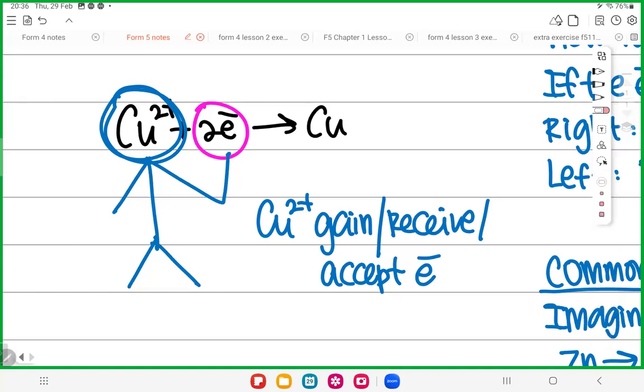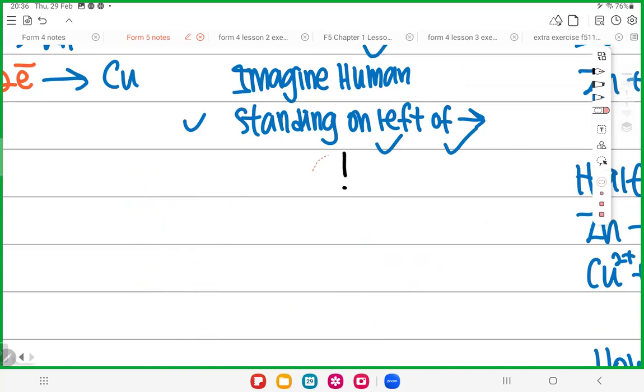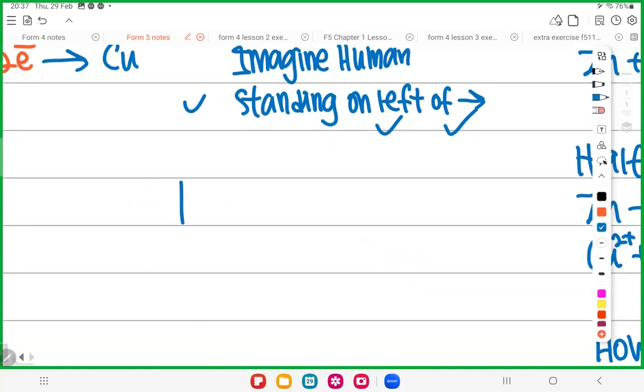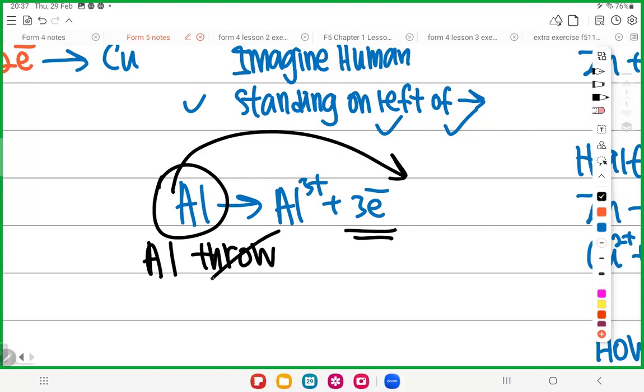So when you know this thing, now when I give you half equation, you know already whether you donate or receive electron. Example, Al become Al3 plus 3e. Now you know already. Aluminium throw 3 electron. Why? Electron far away. Why electron far away? I throw it away. So you can say aluminium. Okay, but don't use the word throw electron. You can say donate electron.